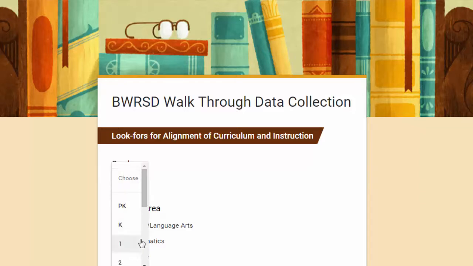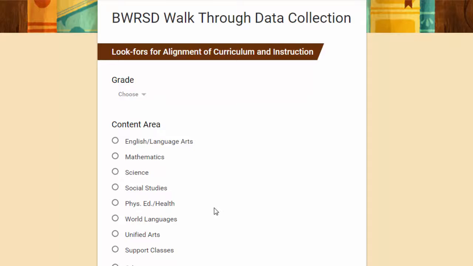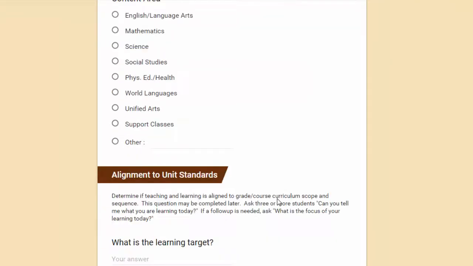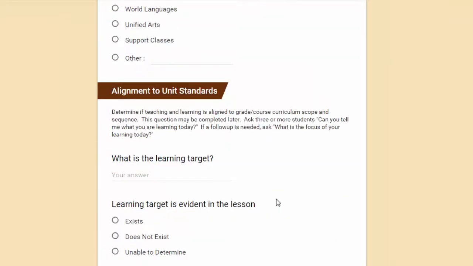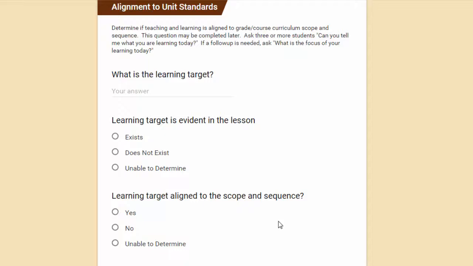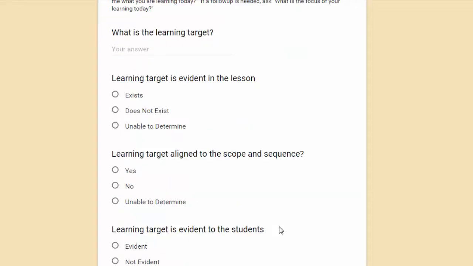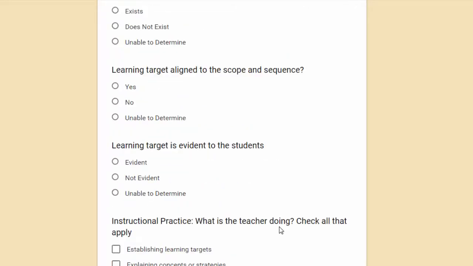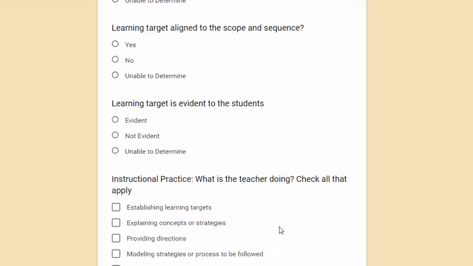The first part of the walkthrough form asks that people select a grade. So the people doing walkthroughs would indicate which grade it was, which content area they're looking at, and then we move right into look-fors related to curriculum, such as what is the learning target, is it evident within the lesson, is it aligned to the scope and sequence, and is the learning target evident to students.